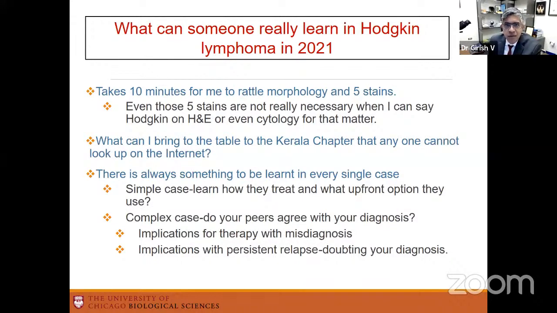And you should also think of the implications for therapy with a mixed diagnosis. If you make a wrong diagnosis, what is the impact? And what are the implications with persistent relapse? So this is a situation where the patient will keep relapsing and the clinicians will come back and doubt your diagnosis. How do you handle conversations like that?